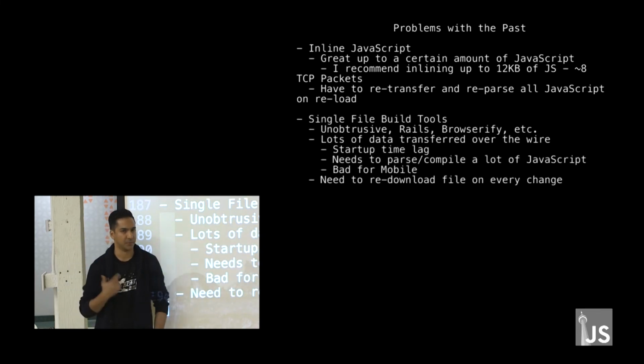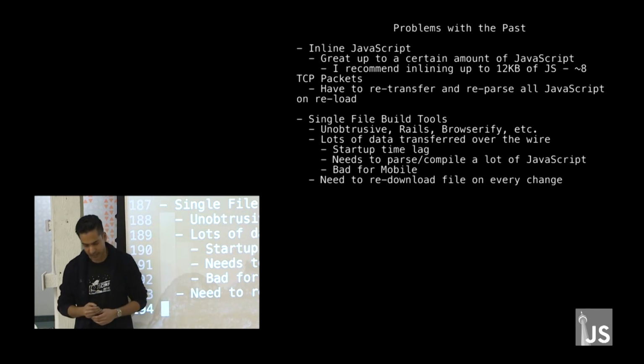This is Rails Asset Pipeline, Browserify, anything that produces a single file. Lots of data is transferred over the wire. So I've worked at companies where they have 3 megs of JavaScript, and that's probably small from what some people in this room are used to. Startup time lag, obviously transferring that over takes a lot of time. It needs to parse and compile it.